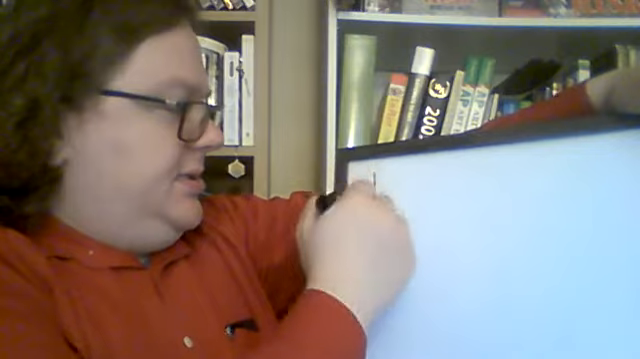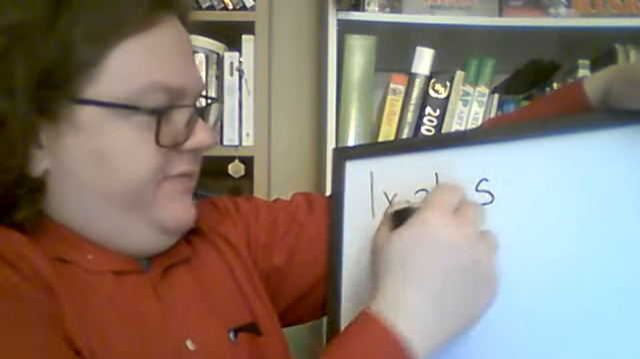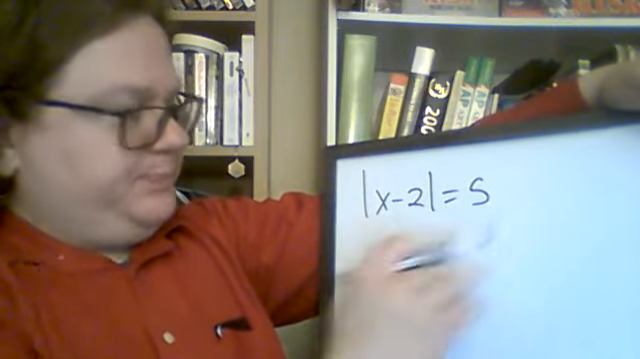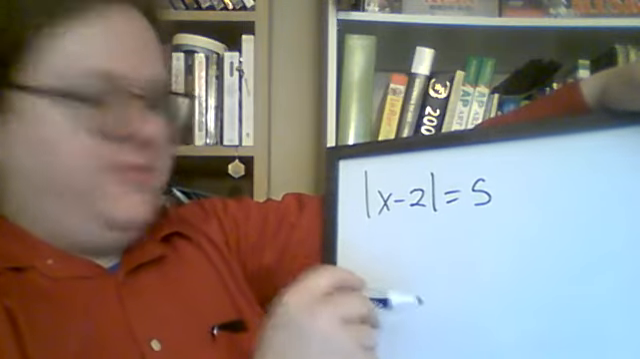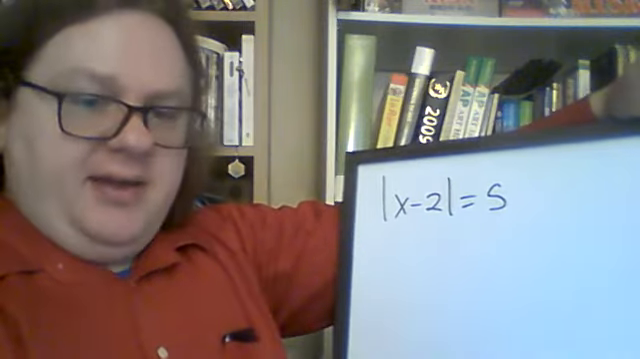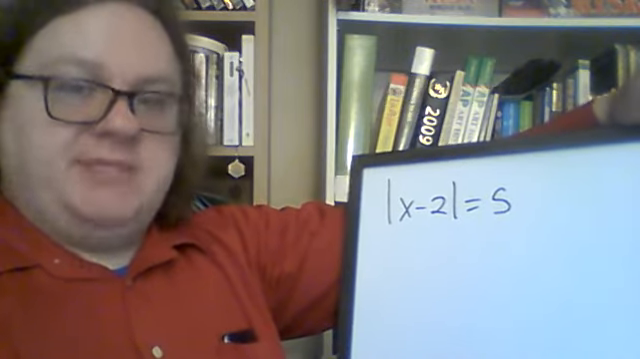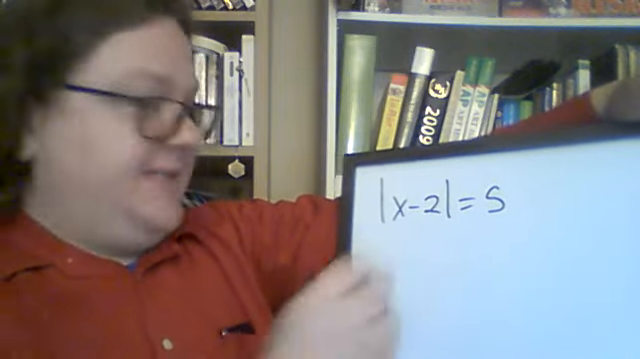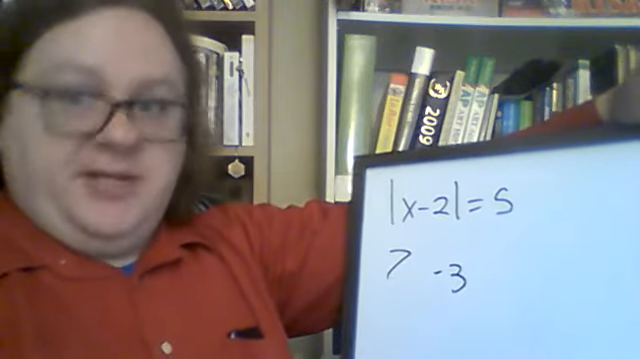Alright, the first equation they want us to do with this is the absolute value of x minus 2 equals 5. Before I show you how to do it, I'm going to skip ahead and just show you what the answers are, because I feel like that'll make this make more sense. There are two answers. One is 7, and one is negative 3. Why are there two answers?